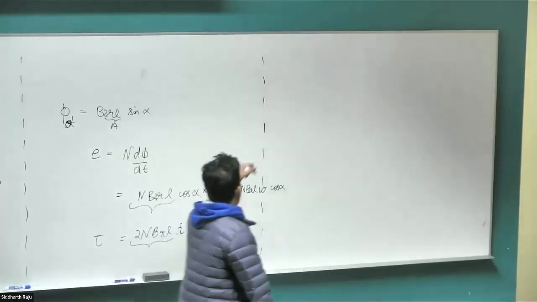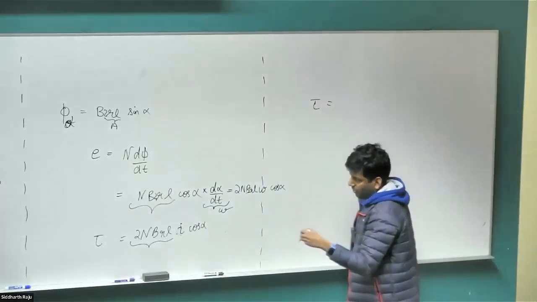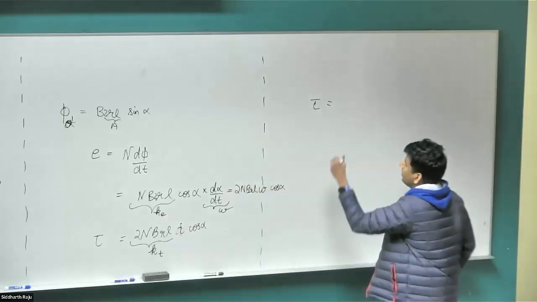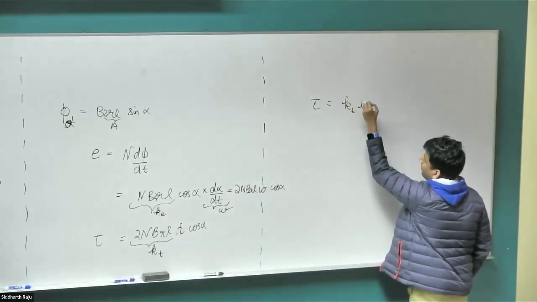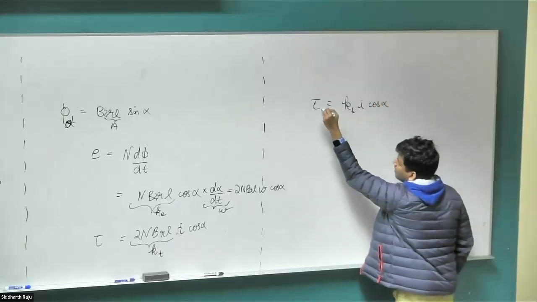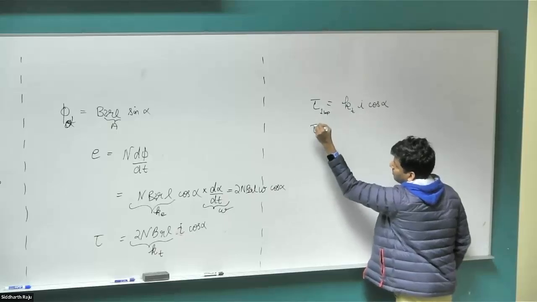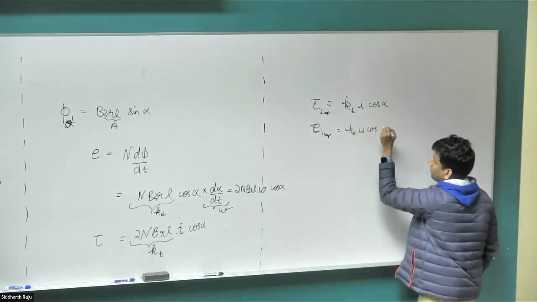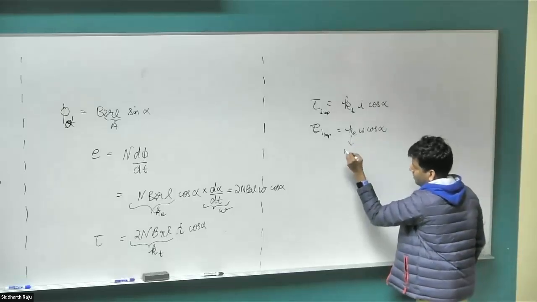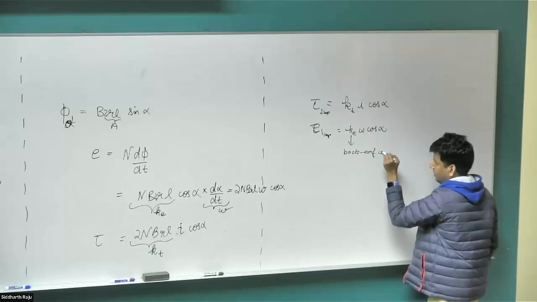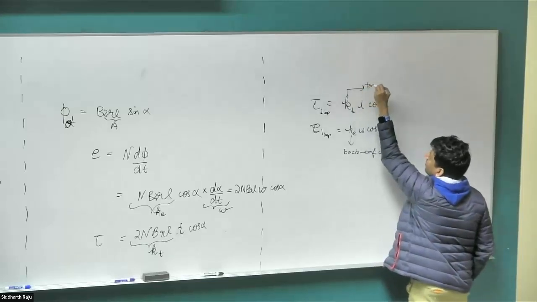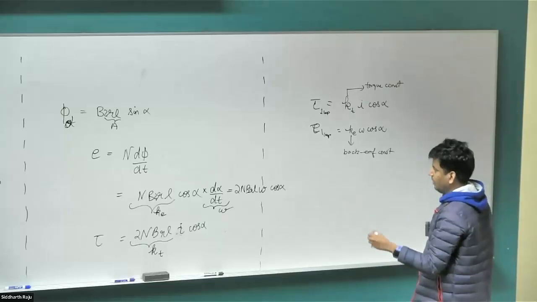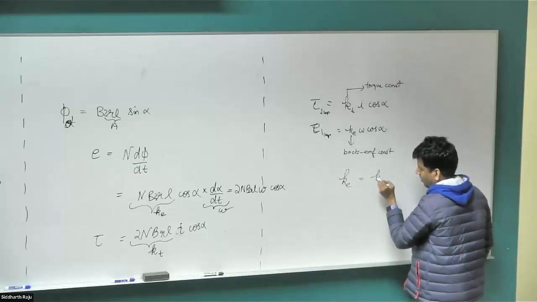So if you look at the expression for the torque, let's call this some constant Kt, and let's call this some constant Ke, back EMF constant. So our torque is going to be Kt times the current times cos of alpha for that one winding, one loop. And our EMF for one loop again is going to be equal to Ke times omega times cos of alpha. So this is called the back EMF constant. And this is the torque constant. But from our expression, Ke and Kt look exactly the same. So Ke is always going to be equal to Kt.